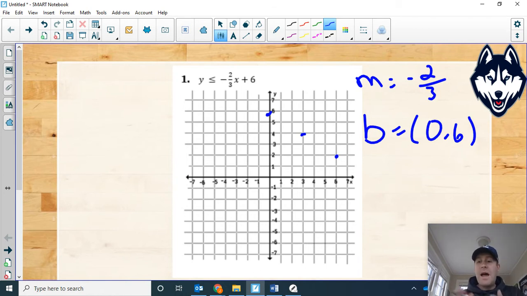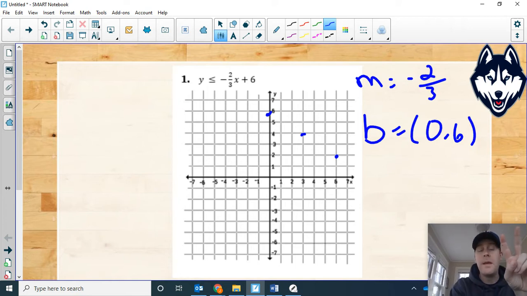Okay, now this is where it gets fun, because this is the new part with an inequality. We had two decisions to make. First of all, we have to decide if we use a solid or a dashed line. And then we also have to decide if we shade above that line or below the line. Let's start with the type of line.